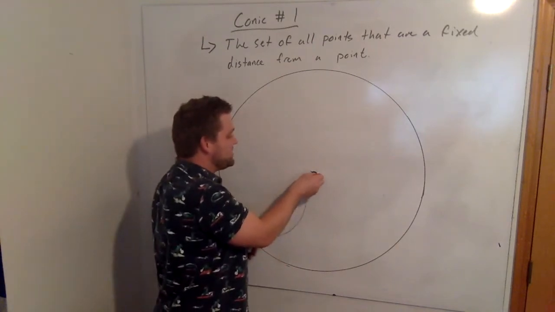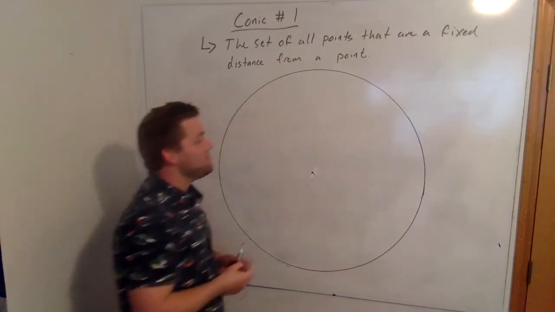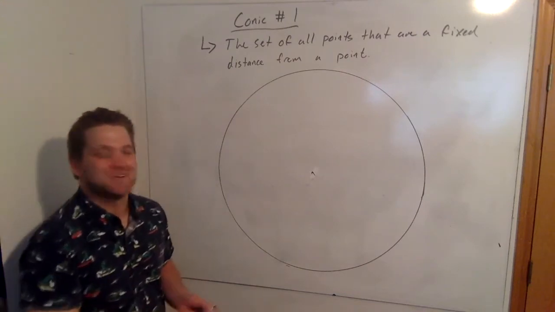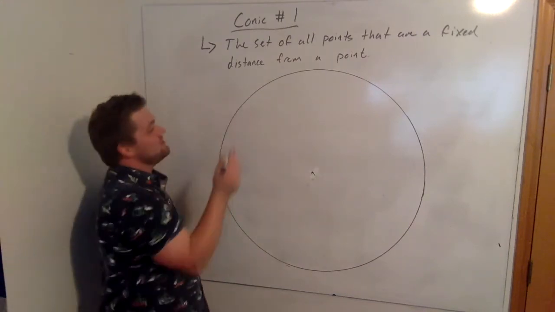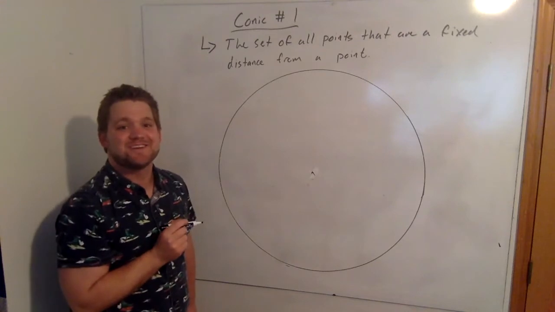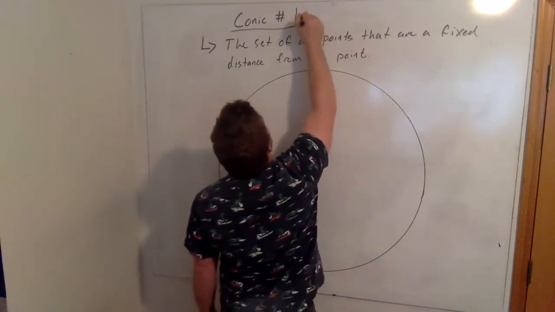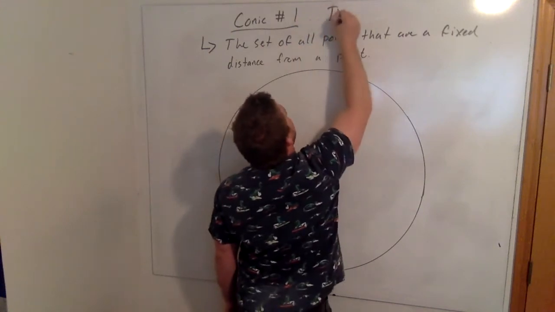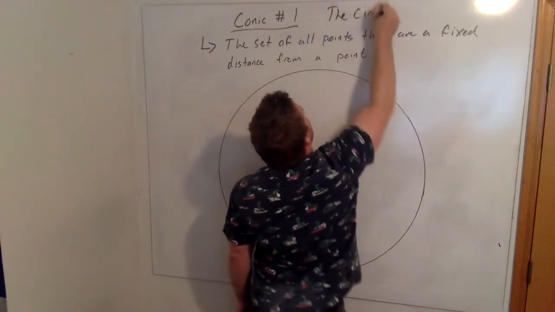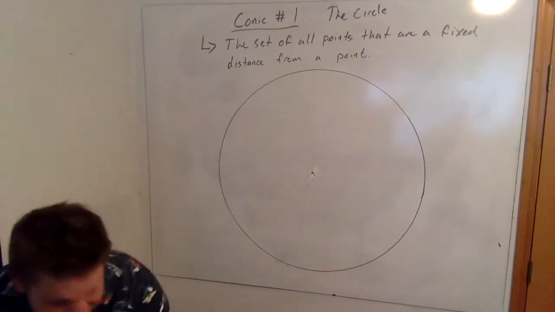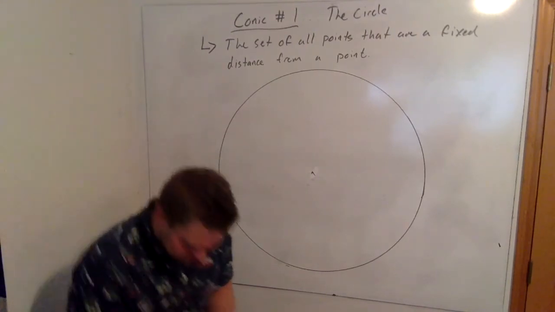What shape do we get here? What geometric shape did we describe? We described a circle. So what I've written on the board, this is the geometrical definition of a circle. So conic number 1, what is it? The circle. Beautiful. This will be the simplest of the conics that we study.